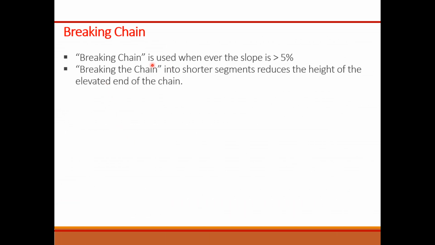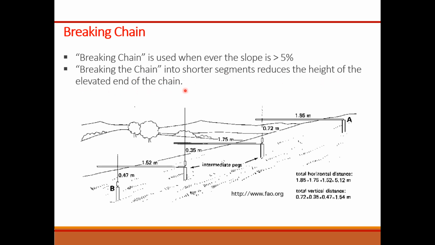Now breaking chain is a technique used whenever the slope is less than 5%. Breaking the chain into shorter segments reduces the height of the elevated end of the chain. Here you can see a slopy ground. We want to find the pure horizontal distance between the point A and the point B. We can measure the slopy distance between these 2 points easily by using measuring tape, but we actually want to know the horizontal component of that slopy distance.